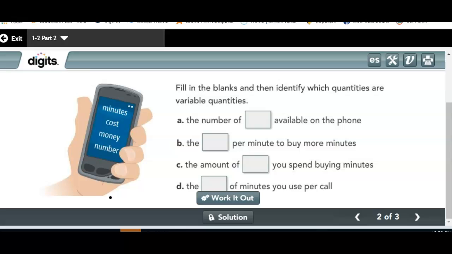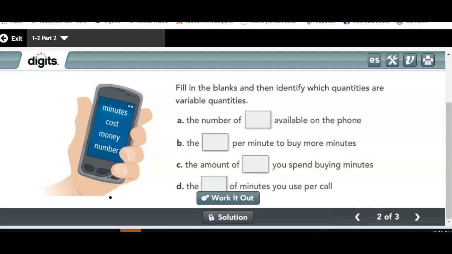B, the cost per minute to buy more minutes. Brogan. That's a quantity. It's going to stay the same for the most part, right? The cost of those is one amount. Always going to pay that same amount. C, the amount of money you spend buying minutes. Maggie. Good, that's a variable quantity.